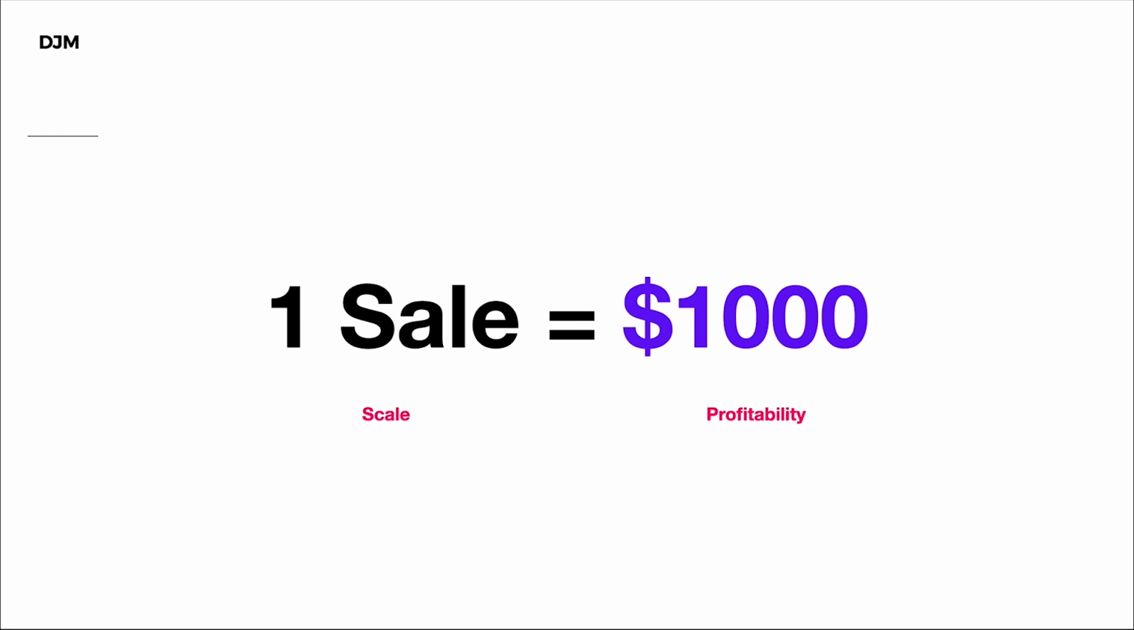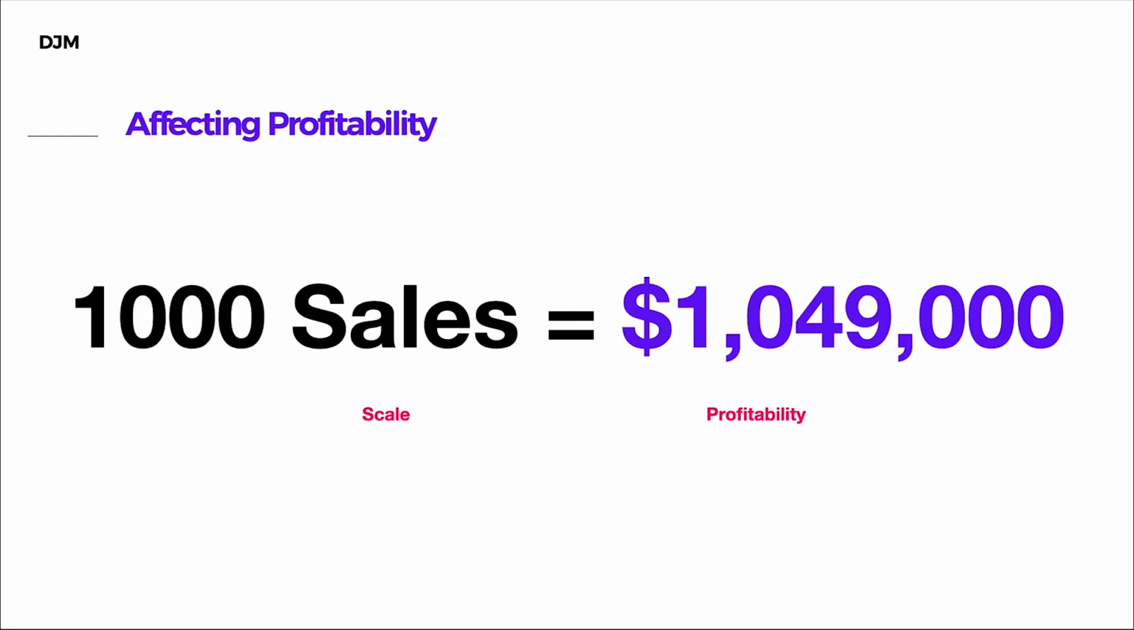So this is back to the beginning. One sale is $1,000. Very, very simple. And if we can affect both of those, then all of a sudden, when we have 1,000 sales, we have $1,049,000. So how about we affect that scalability? What if we can get 3,000 sales? Well, now we have $3 million.